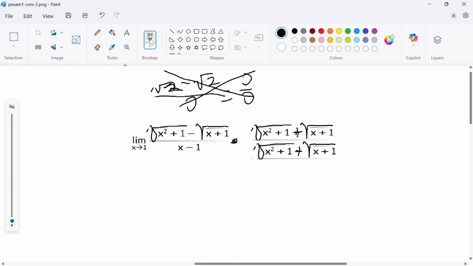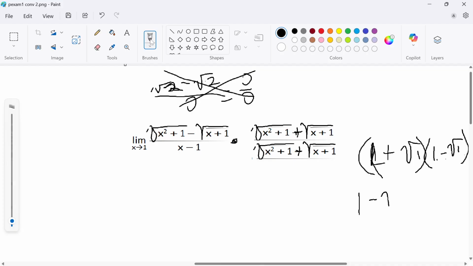If I have a square root, well, I'll just make a simple one: 1 plus the square root of 1, times 1 minus the square root of 1. I take the first term times the first term, 1 times 1 is 1. The outside times the outside, negative square root of 1 times 1 is negative square root of 1. The inside times the inside, square root of 1 times 1 is plus square root of 1. And then the last times the last, positive square root of 1 times negative square root of 1 is negative 1.